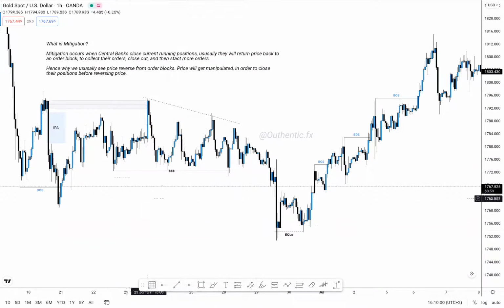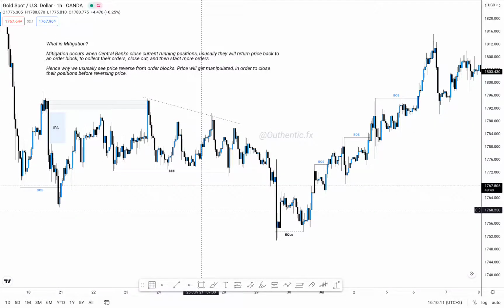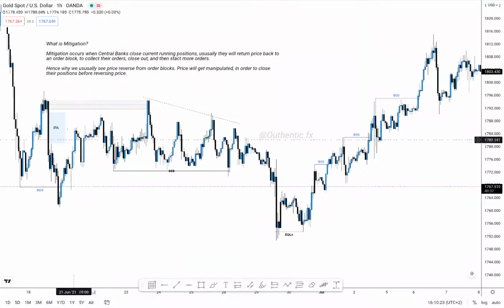So now, what is mitigation, right? When we say that, okay, cool, price came into our supply zone and fully mitigated this order block. What is mitigation? Mitigation occurs when central banks close current running positions. Usually they will return price back to an order block to collect their orders or either close out and then stack more orders, guys.